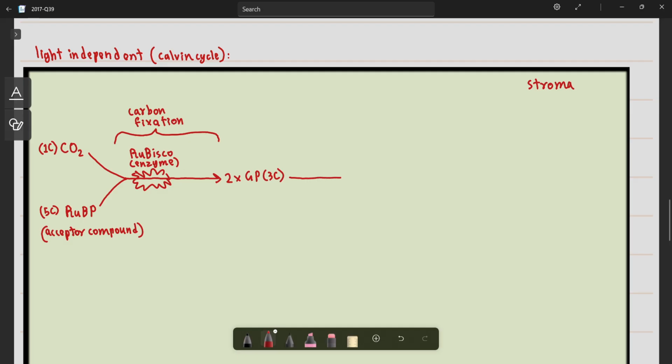Now these two molecules of GP are going to be converted into two molecules of GALP, which are also three carbon compounds. This process requires the high energy molecules that I mentioned before, which are 2 ATP and 2 NADPH.